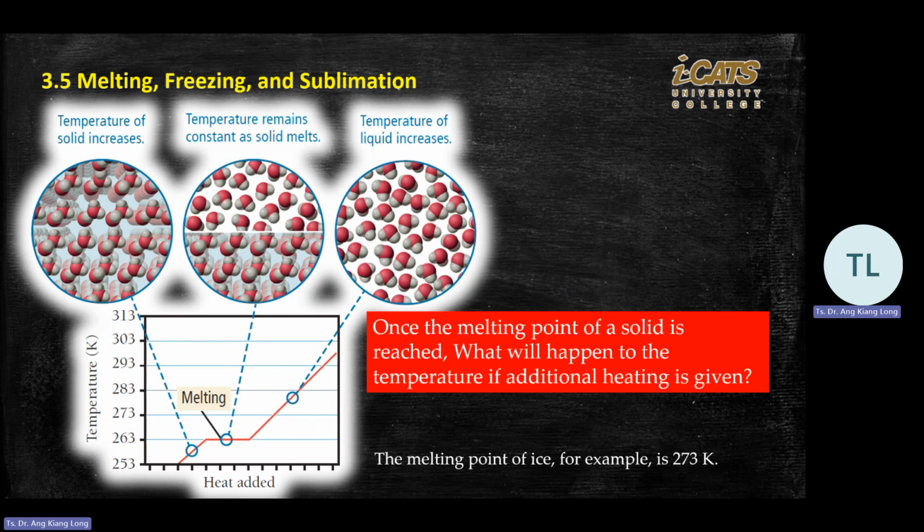Okay. So just an understanding on the melting point. Once the melting point of a solid, the state here is solid, is reached, what will happen to the temperature if additional heating is given? So will the temperature continue to increase or maintain? What will happen to the temperature? Your state of substance now is solid. Once the melting point of the solid is reached, if you continue to give energy, what will happen to the temperature?